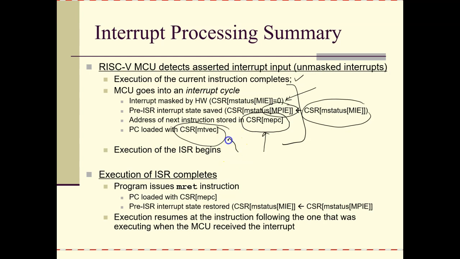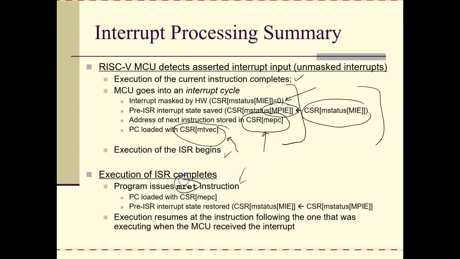So what you'll see later is I have to put the address of the interrupt service routine into the MTVEC register as part of the initialization code for the interrupt. So after all that, it's just 4 things. I'm going to execute my interrupt service routine. It's just a bunch of code, and then I'm going to leave.